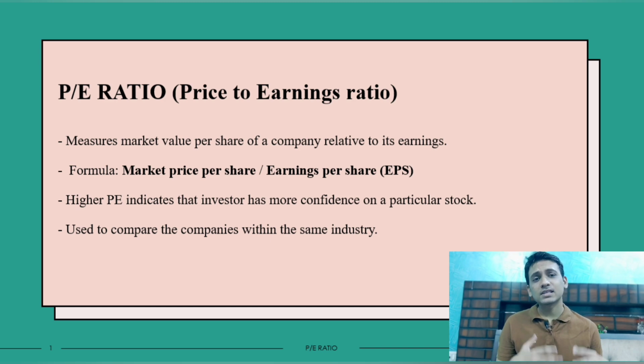Now higher PE basically indicates that the investors have much more confidence in that given stock, or maybe that the stock is overvalued. Now similarly, lower PE states that the stock is undervalued or that the stock doesn't have any growth prospects. Now PE ratios are usually used to compare the companies within the same industry, and each industry has its average PE ratio through which the investors compare if the PE ratio is high or low.